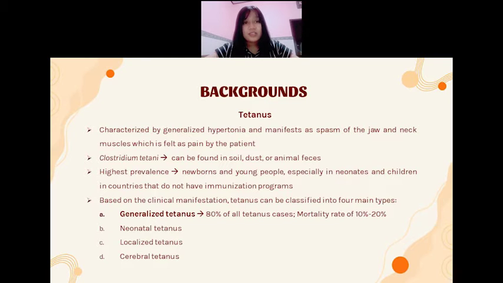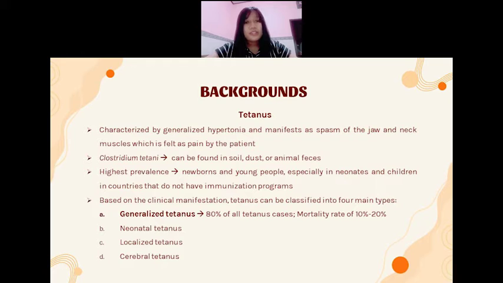So tetanus is an infection that is characterized by generalized hypertonia and manifests as spasm of the jaw and neck muscles, which is felt as pain by the patient. And tetanus is caused by the infection of the bacterium Clostridium tetani, which can be found in soil, dust, and animal feces. And tetanus is a disease that can infect people of all ages and is more common in areas with warm climates and is more common in males.